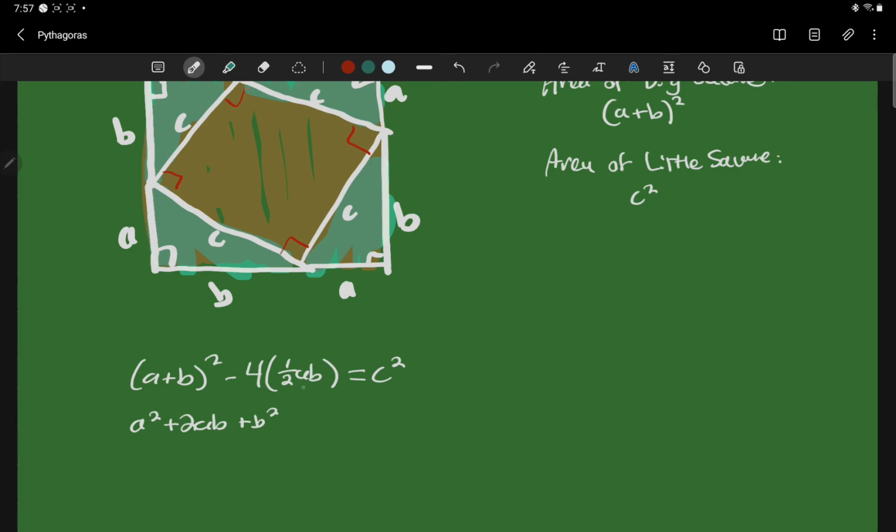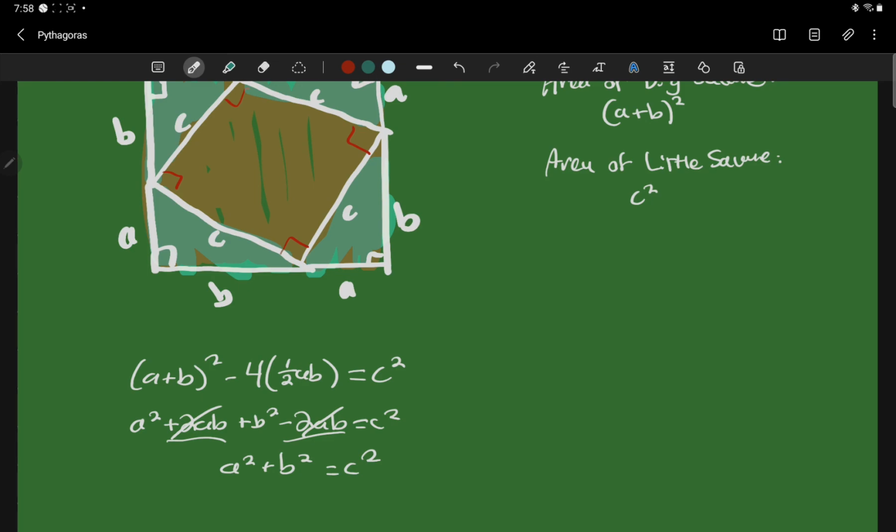So now, what are we going to do with this? Well, minus 4 times 1/2, that's just going to be minus 2. So what we're going to be left with is minus 2AB is equal to C squared. And you'll notice because we're adding 2AB and we're subtracting 2AB, these just cancel. And what we're left with is the famous identity. A squared plus B squared is equal to C squared.